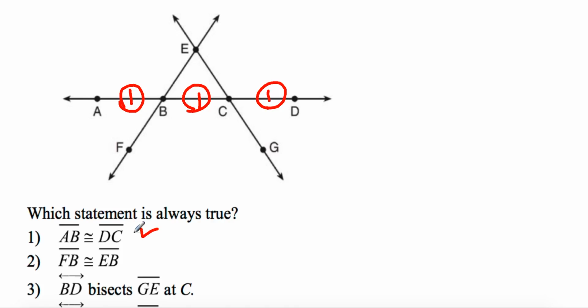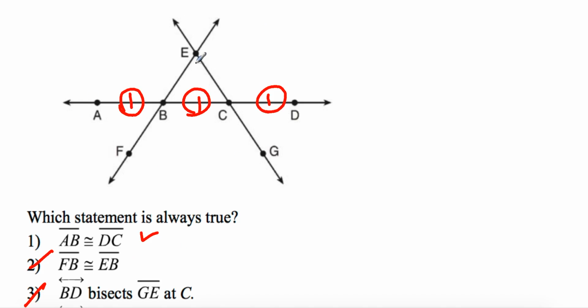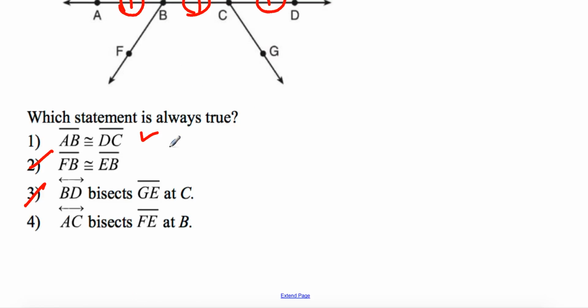FB and EB, FB, which is this one, and then EB has to be the same. No, there's nothing mentioned about these two line segments. BD bisects GE. We have no idea if this diagonal line is ever being bisected, so therefore that's not it either. Right, AC bisects FE. Same reasoning as the earlier one, choice 3. So therefore this one is out. Our only correct answer is choice 1.